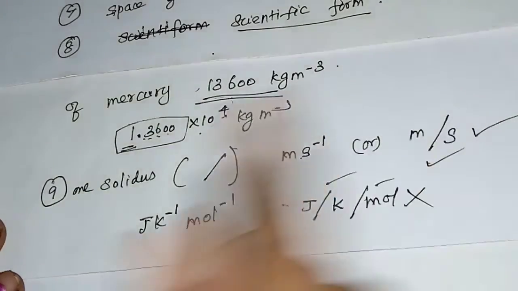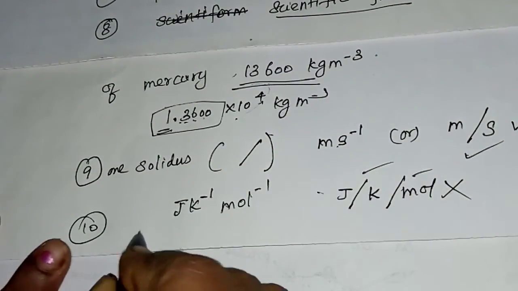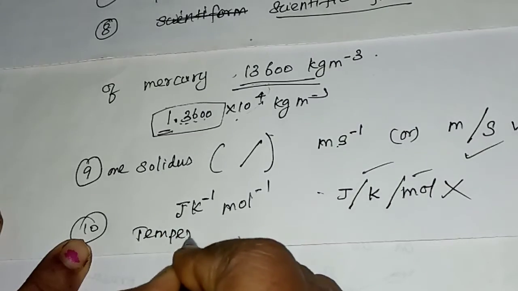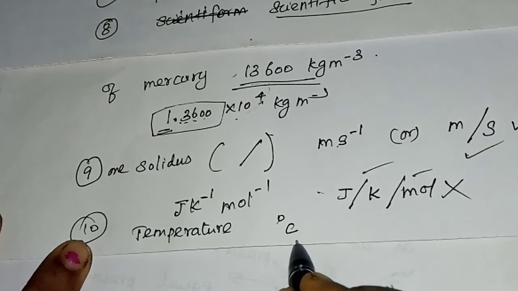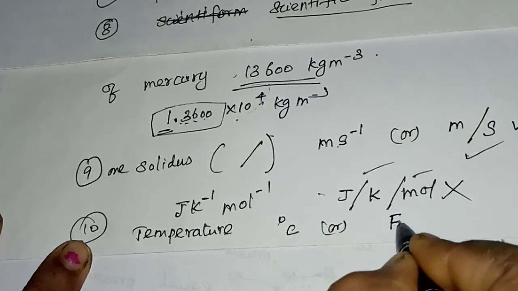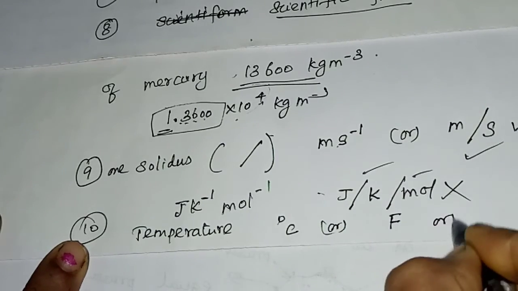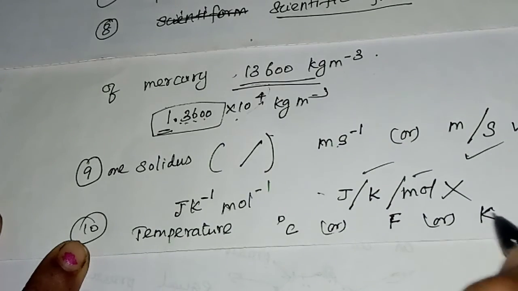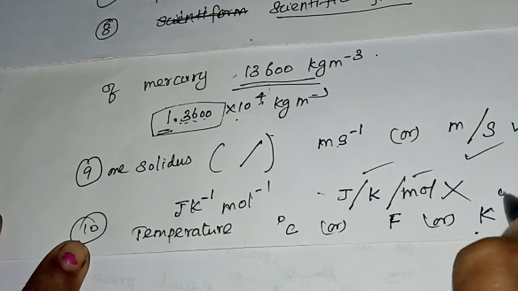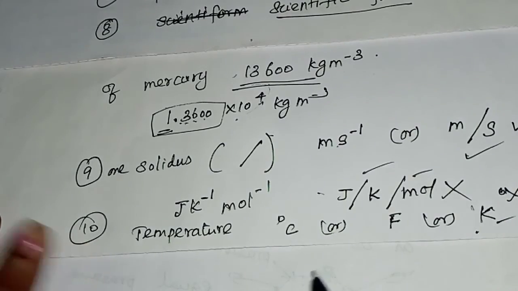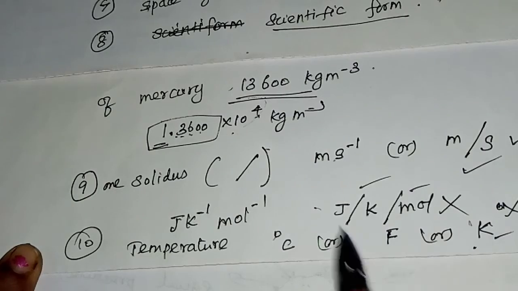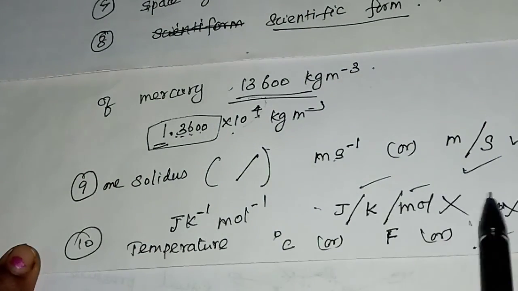And the last point, the tenth rule, is temperature. If it is degree Celsius, we should use degree C, or Fahrenheit, only F, or Kelvin, we write K. SI unit is K. When using Kelvin, don't use the degree symbol. Kelvin means K alone. Degree Celsius has the degree symbol. Don't use degree Kelvin. So these are the 10 rules we should follow while writing the SI units. Thank you.